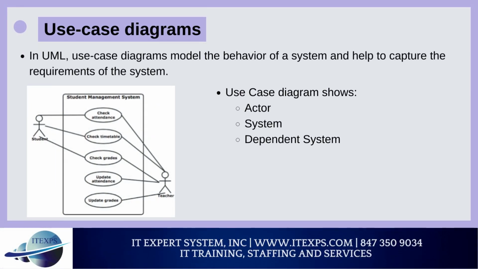Use case diagrams. In UML, use case diagrams model the behavior of a system and help to capture the requirements of the system. Use case diagrams describe the high-level functions and scope of a system. These diagrams also identify the interactions between the system and its actors. The use cases and actors in use case diagrams describe what the system does and how the actors use it, but not how the system operates internally.